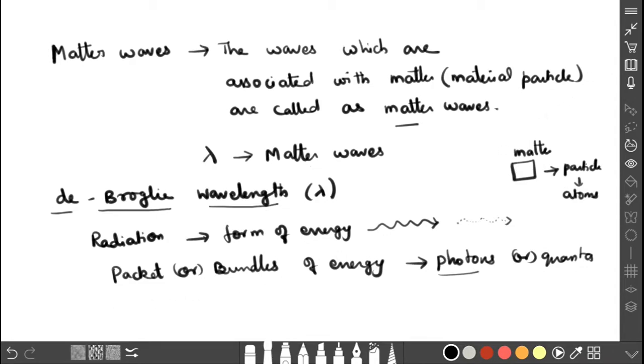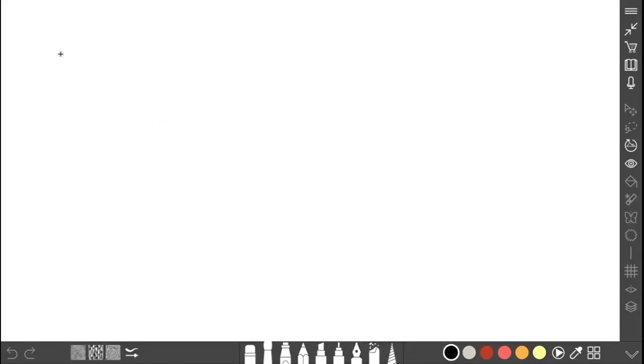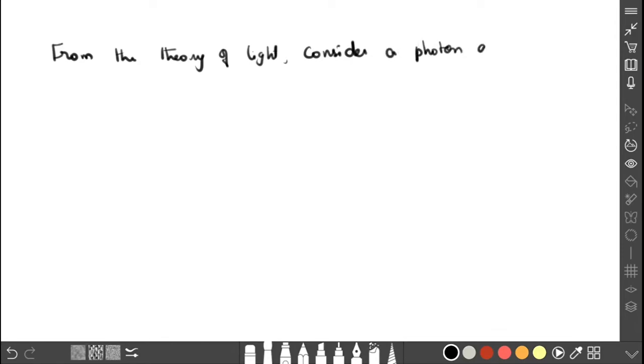So now we are going to consider that formula, from the theory of light, that is radiation. Here we are considering the photon. So now consider the photon as a particle first. Both natures it is having. First I am considering the particle nature.